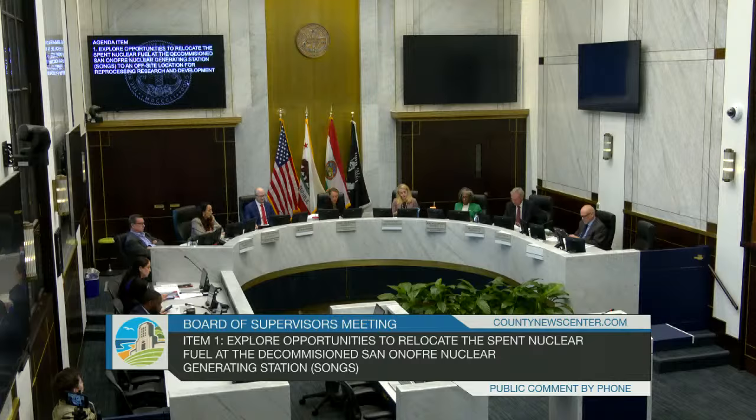Okay, relocating the spent nuclear fuel at San Onofre. This is one of the biggest environmental and public safety risks in our entire region. It's been going on forever, just like the TJ River sewage issue, and it has been ignored for far too long. Storing nuclear waste on an eroding coastline is not a temporary solution, it's negligence.